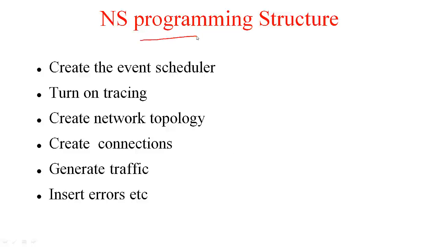So here is the NS programming structure. One of the first things that you need to do is create the event scheduler so that the events can run one after the other. Naturally, a very important thing to monitor the performance is tracing, so a good thing to do is to turn on tracing. Then you create whatever topology you want, you create some connections, TCP, UDP or whatever, and then generate traffic to feed these connections. You can also insert errors, and so on, and then run the simulator.